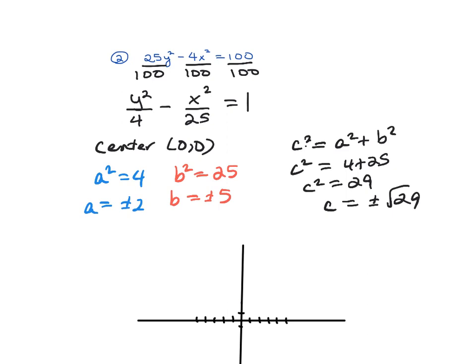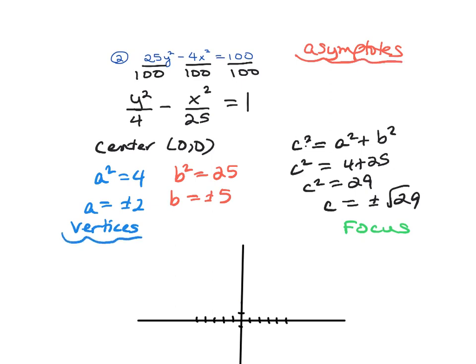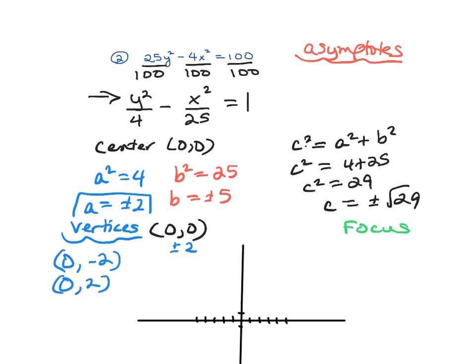I now need to go back and find my focus points and my vertices and my asymptotes. I could put the asymptotes up here. So I need to calculate these things. So again, for the vertices, you take your center. And again, we're going to look to see which variable we see first. So I'm seeing y squared first. So that's what I'm going to add my a to, the y. Add and subtract it. So my vertices are going to occur at 0, -2 and 0, +2.